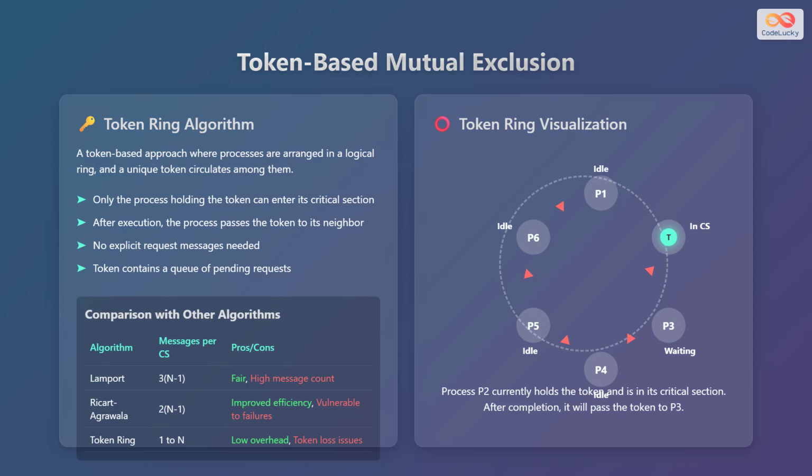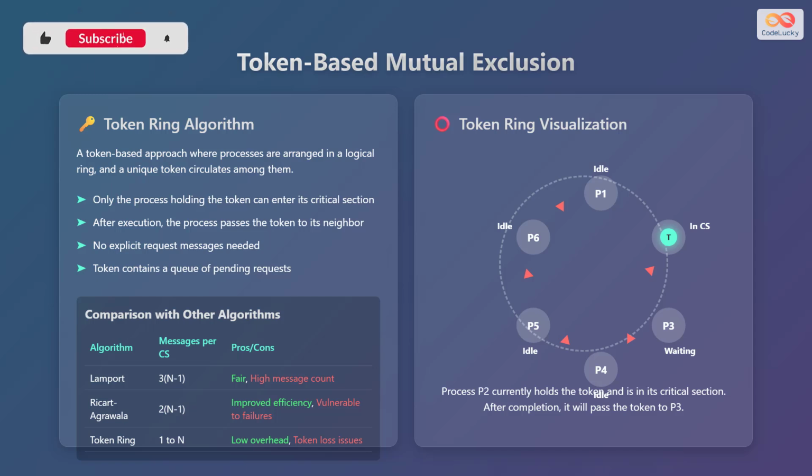Finally, let's explore token-based mutual exclusion. In the token ring algorithm, processes are arranged in a logical ring, and a unique token circulates among them. Only the process holding the token can enter its critical section, and after execution, the process passes the token to its neighbor. This method requires no explicit request messages, and the token contains a queue of pending requests.